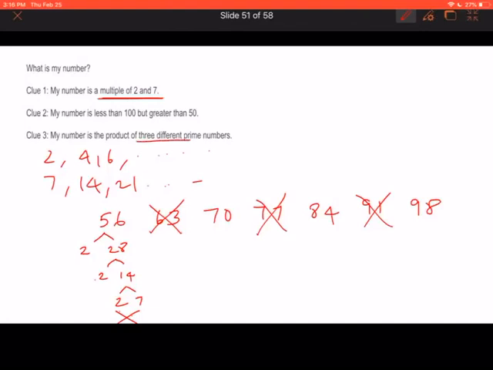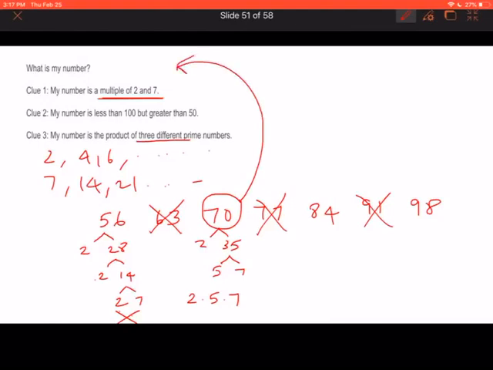Okay, 70, now we'll see for 70. It is 2 times 35, and again 35 factorizes into 5 and 7. So the factors are 2, 5 and 7. So three different prime numbers. So 70 is the product of three different prime numbers. So this is the number selected by me.